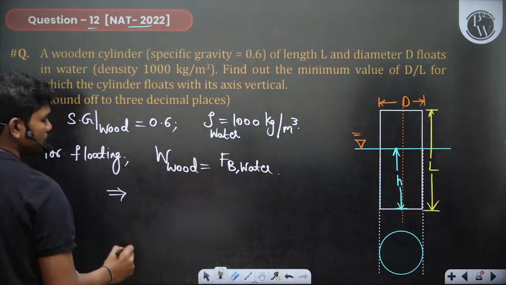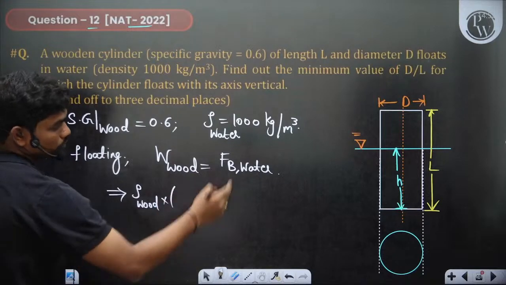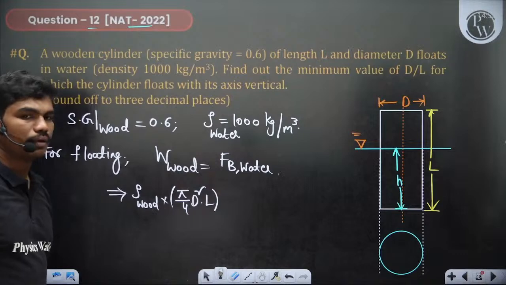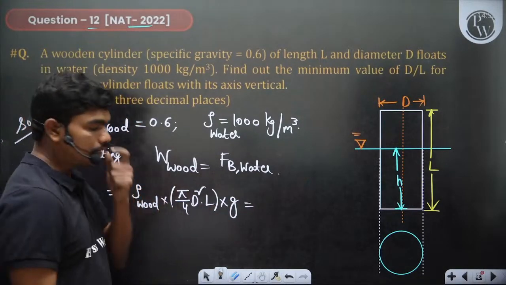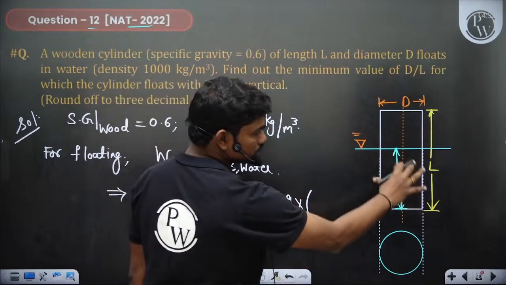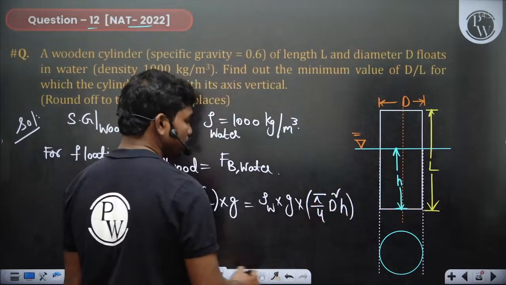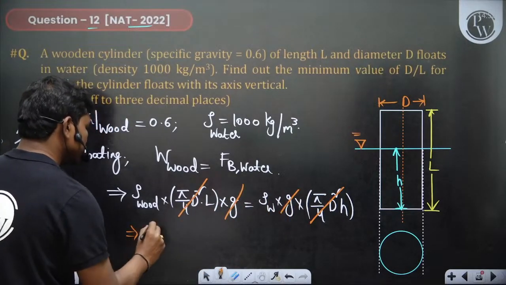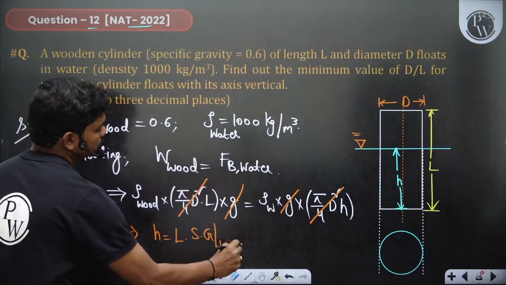So what's the weight of the wood? Density of the wood into volume. What is the volume? Pi by 4 D square into L, the volume of the cylinder, into g. So this is the total weight of the wood. Now this is being balanced by the water. So density of water into g into the volume displaced, which is submerged, pi by 4 D square h. If you do this simple equation, pi by 4 D square and g get cancelled. So h is equal to L into the specific gravity of the wood. This is the first condition.